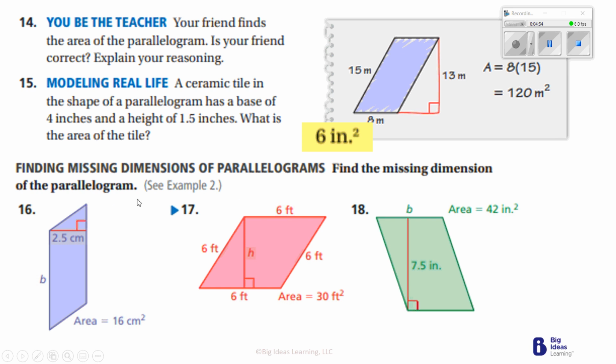All right, and next we have number 17. It says find the missing dimensions. This time they tell us the area, and it's 30. We know that this is 6. So usually we multiply the height by the length. So that means we're going to divide the area by the length. That's going to give us a height of 5 feet. All right, you have number 18 to do.